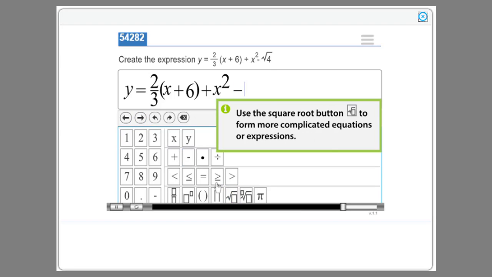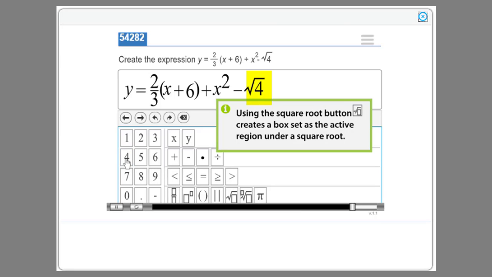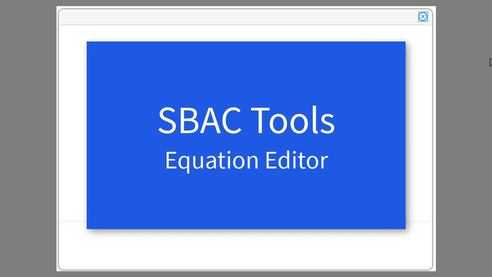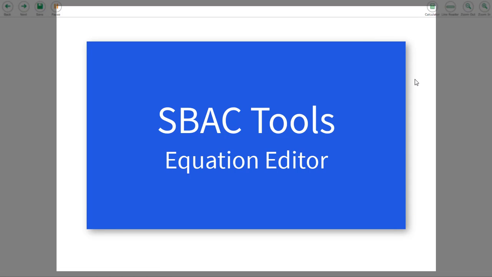Use the square root button to enter a radical expression. You now know how to use the equation tool for SBAC testing.